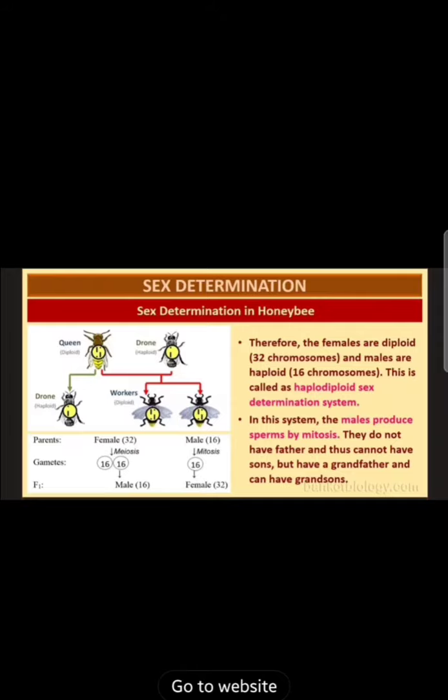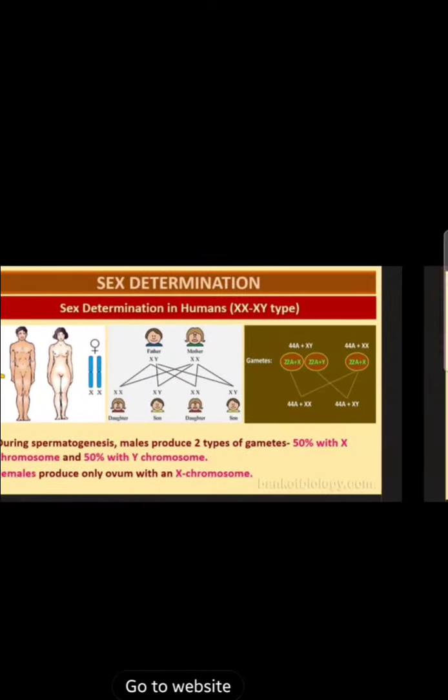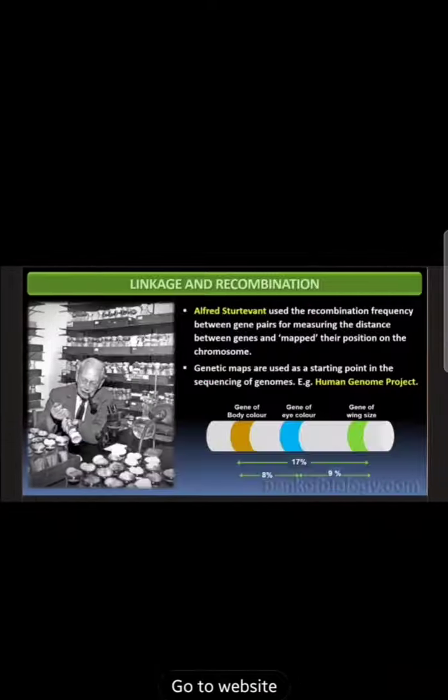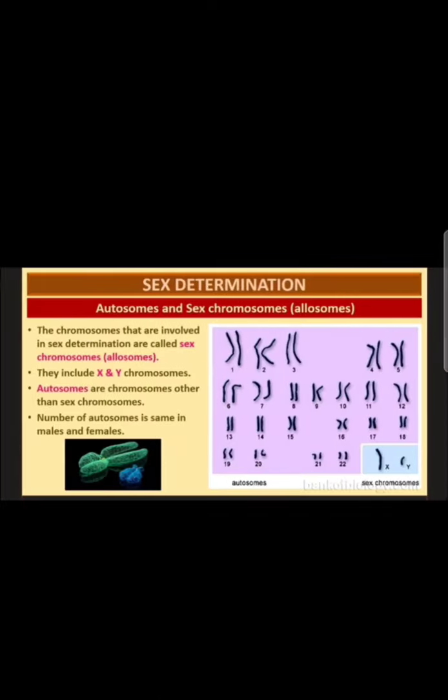So in this you just have to remember that it is called haplodiploid sex determination, and you should remember the parthenogenesis process, and you should remember that males produce sperms by mitosis and females produce gametes by meiosis. Okay, so this you have to remember. So this completes this topic, sex determination.